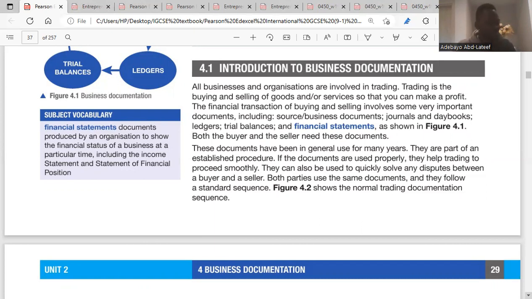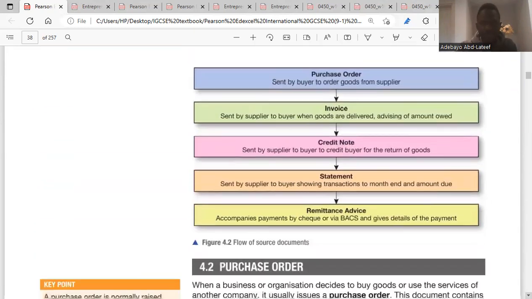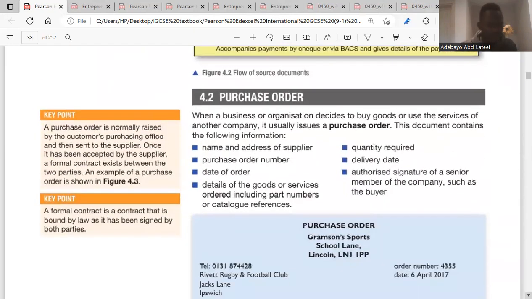So what are the different types of business documents we have? We have the purchase order, the invoice, the credit notes, the statement, and the remittance advice. So we'll take it one at a time. Go to purchase order, please.